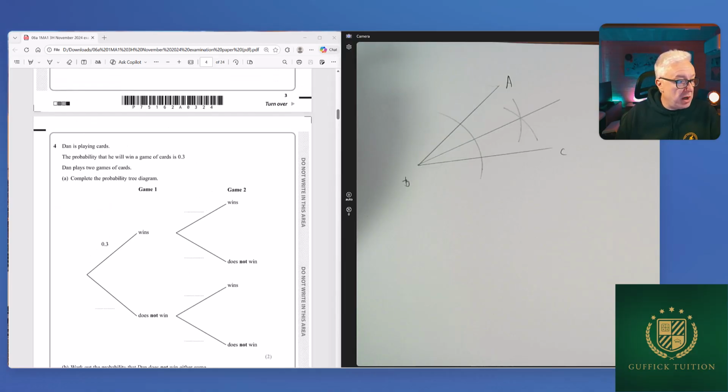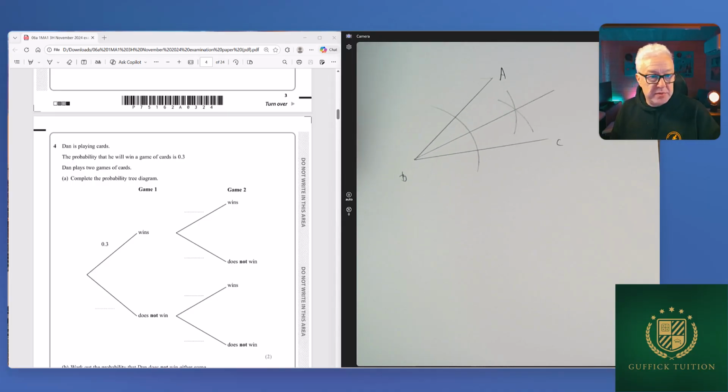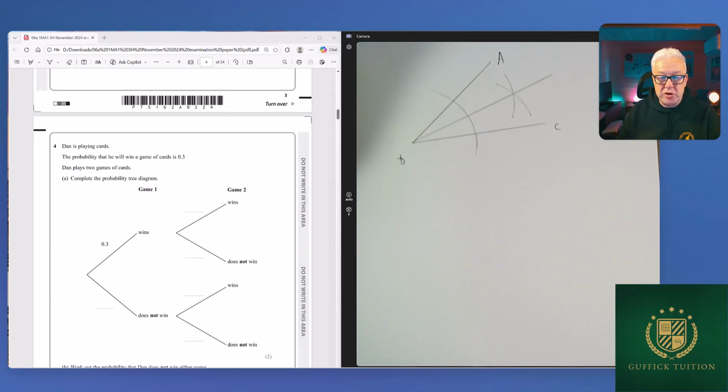Question 4, it says, Dan is playing cards. The probability that he will win the card game is 0.3. Dan plays 2 games of cards. Complete the probability tree diagram.